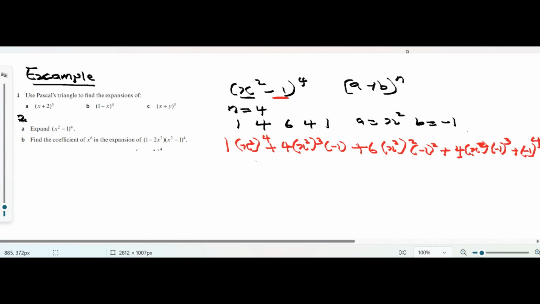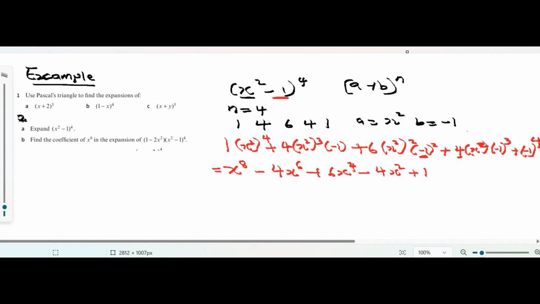So I can now simplify this. 1 times this will give me x raised to power 8 plus, will it be plus? This minus will come out, that is minus 4x raised to power 6. The minus here will be plus, and I have plus 6x raised to power 4, plus or minus? It should be minus. Because when you take minus 1 cubed it is minus 1, I have minus 4x squared, and that last one should be plus 1, and that is the expansion that we are looking for.